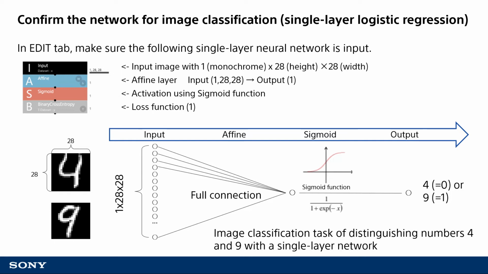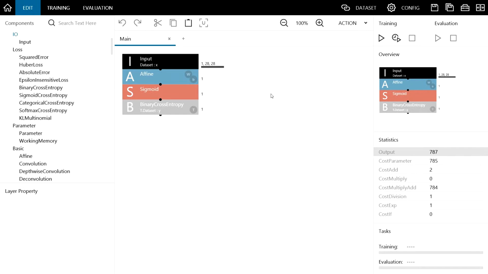At last, binary cross entropy calculates the deviation between the output 0 or 1 from the neural network and the dataset Y that is given. If you want to know the details, refer to another video titled Basics of Designing Neural Network, in which I am explaining the details. Now let's execute this sample project and do a training for distinguishing handwritten digits 4 and 9.